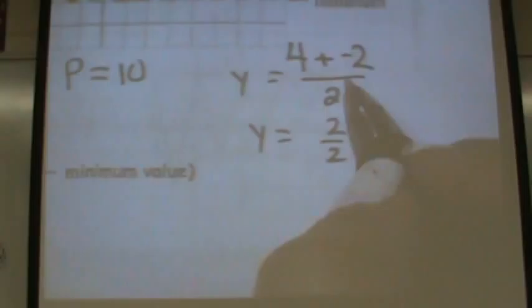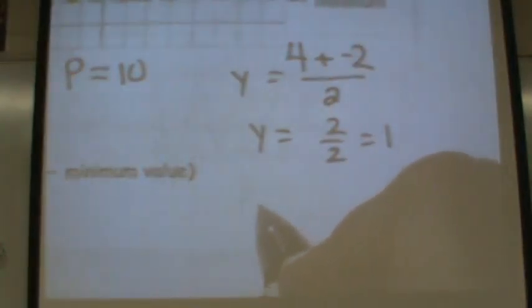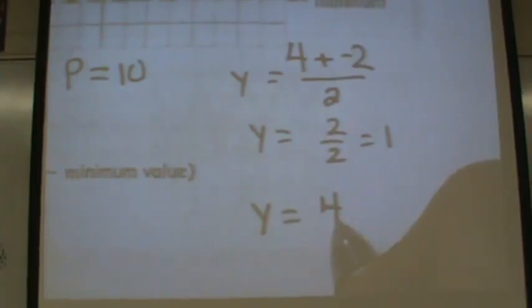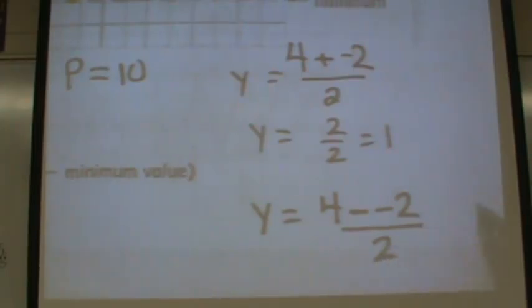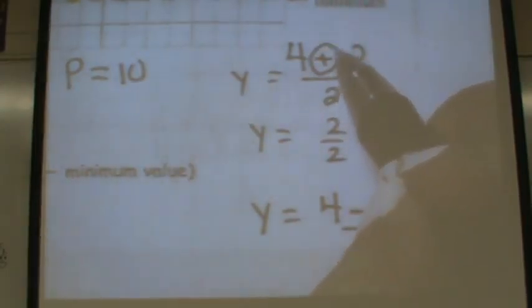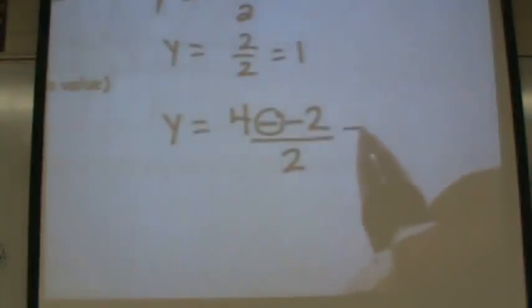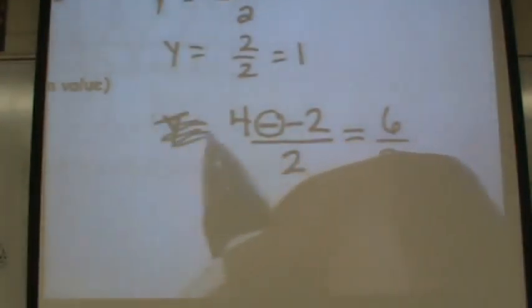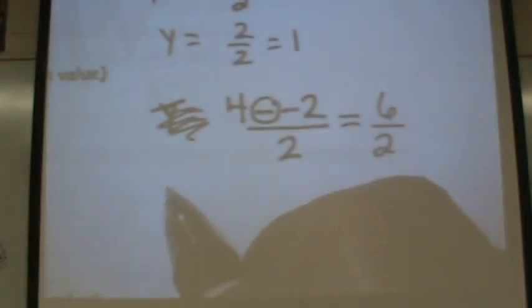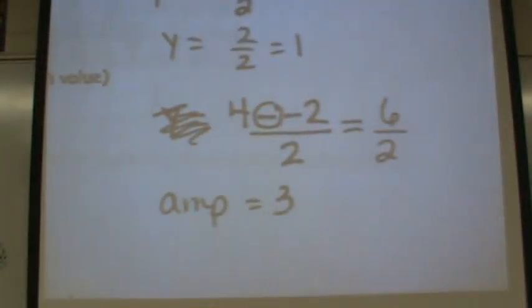Now what if I wanted to find the amplitude? The amplitude, you take your highest number and you subtract your lowest number and divide that by 2. So you're adding to find the midline and you're subtracting to find the amplitude. So this would be 6 over 2, which is 3. Amplitude would be 3 units. So how high off the x-axis is this graph? It's 3 units.